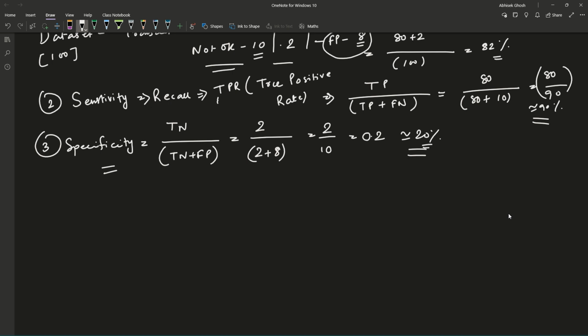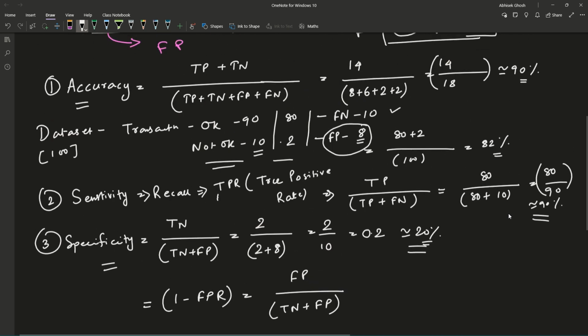So specificity is basically the trueness. Now the specificity is basically 1 minus the false positive rate. So we have another metric called false positive rate. It's just a different representation of the specificity, but it deals with how much the false representation of the target variables is calculated. So the false positive rate will be FP divided by TN plus FP.